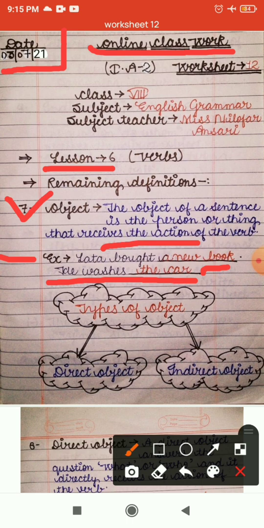Now the question is, how many kinds of objects are there? So there are two types of object. You can see the types of object that is given in the flowchart form. First type of object is direct object and second one is indirect object. Now I will explain what is direct object and what is indirect object.